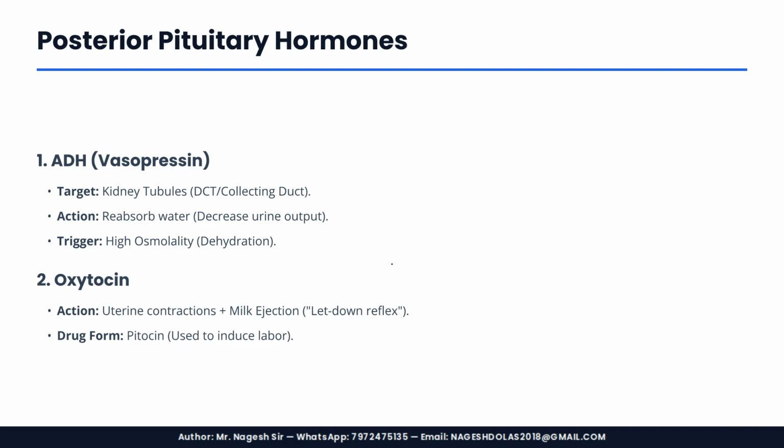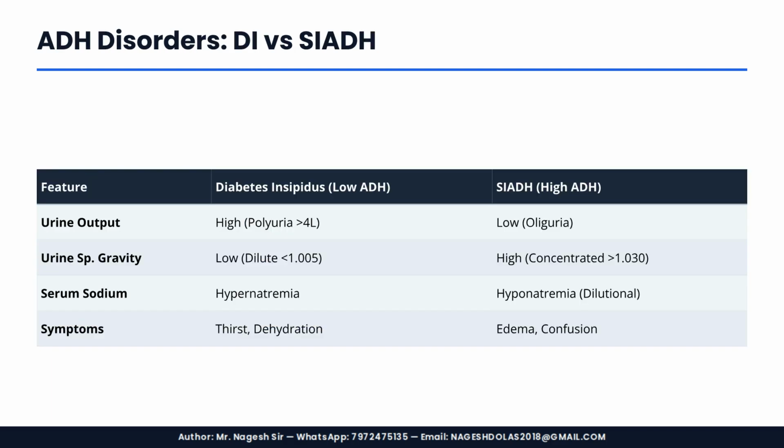The posterior pituitary stores ADH, or vasopressin, which targets the kidneys to reabsorb water and decrease urine output. It also stores oxytocin, which stimulates uterine contractions and milk ejection. Diabetes insipidus, or DI, is caused by low ADH, leading to high dilute urine output, hypernatremia, and dehydration. SIADH, or high ADH, causes low concentrated urine, hyponatremia, edema, and confusion.